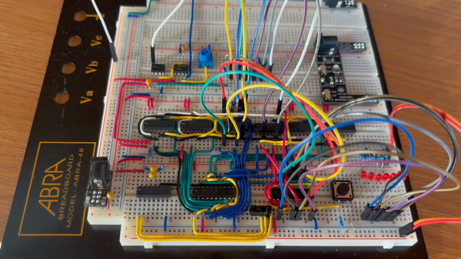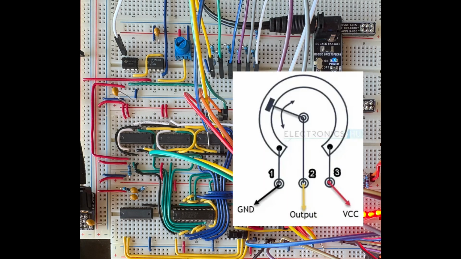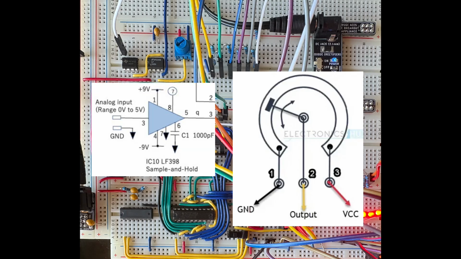This is my SAR ADC. The input voltage is provided using a potentiometer connected between 0 and 5 volts. As the potentiometer is rotated, the voltage sent into the SAR ADC changes continuously. This voltage first enters the LF398 sample and hold amplifier, which captures the voltage at the moment a conversion begins and holds it steady so the value does not change during the conversion process.